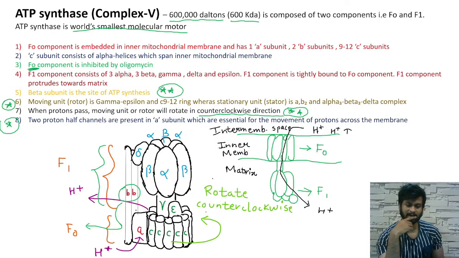The question is typically asked: the F0 component is present in the intermembrane space, or matrix, or inner membrane? The F1 component is facing towards the intermembrane space or towards the matrix? Like this, the question will be asked. So you need to remember this diagram.